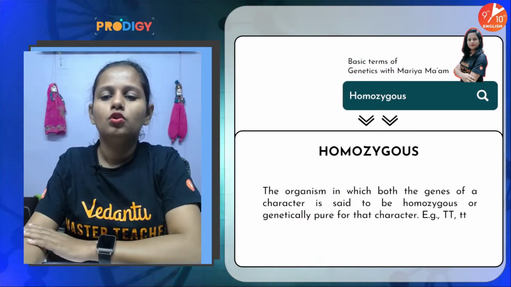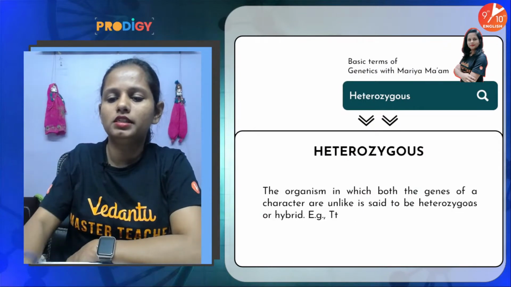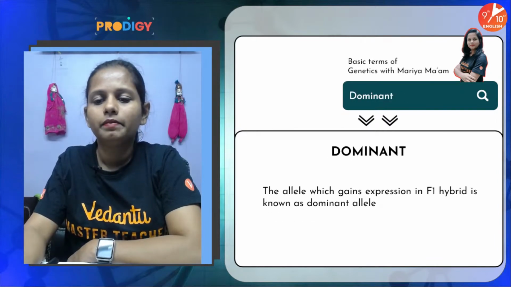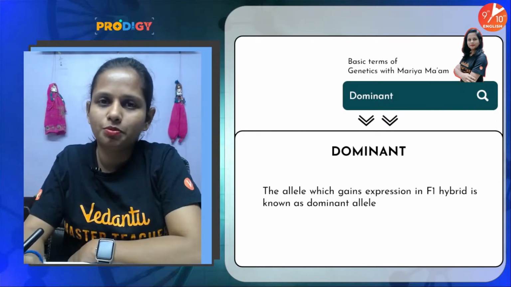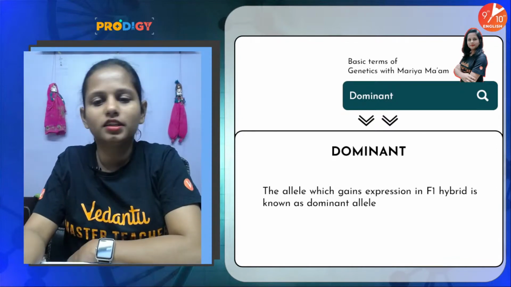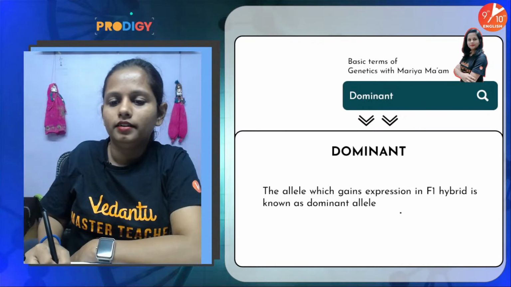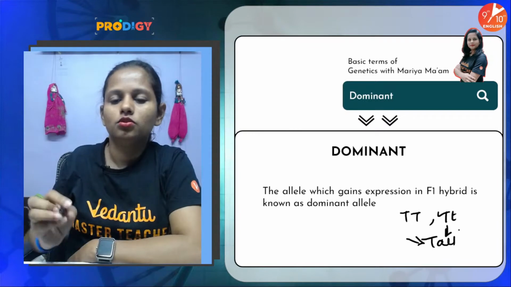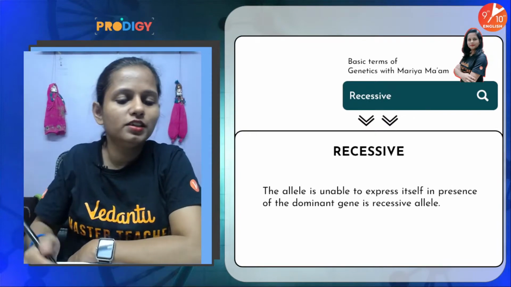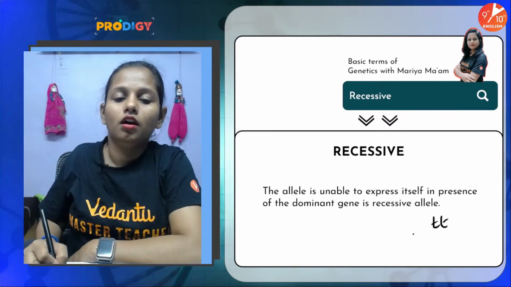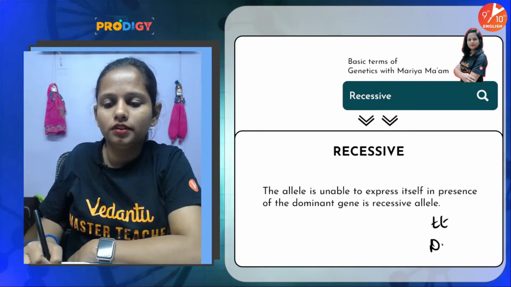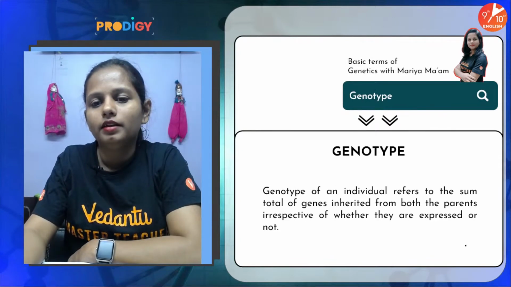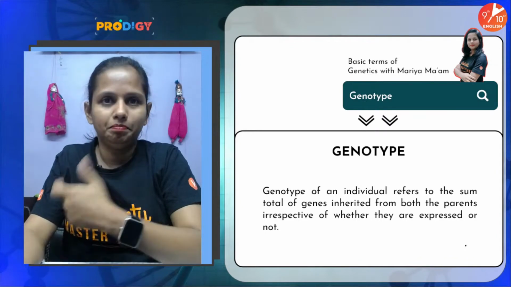Okay, don't worry. So homozygous, similar pair of alleles. Heterozygous, dissimilar pair of alleles. Dominant, which always gets expressed either in homozygous or heterozygous condition. Like capital T, capital T or capital T, small t. In both the cases, the individual is going to be tall. So that's dominant. And recessive, which gets masked, which will never express itself in heterozygous condition. It will always express itself in a homozygous condition. Correct?